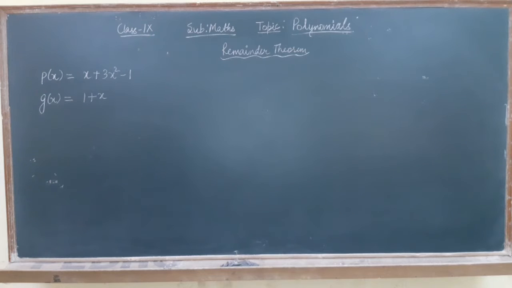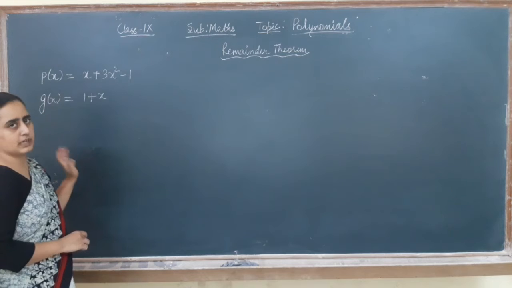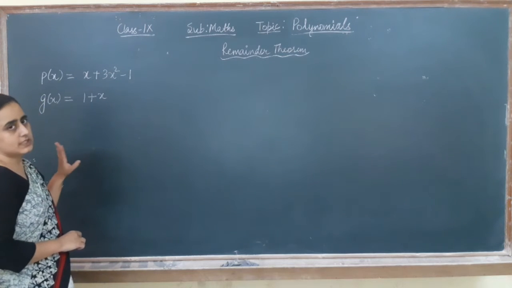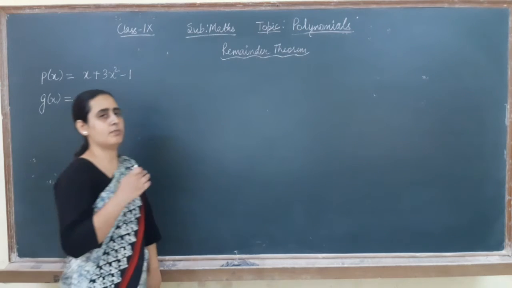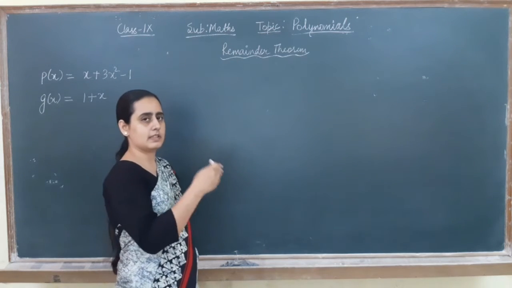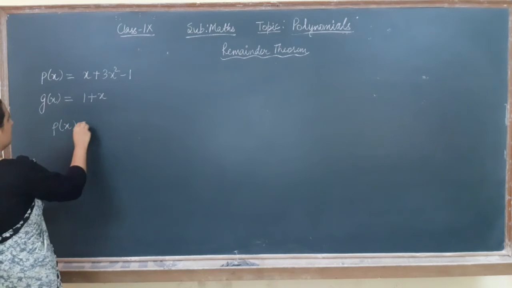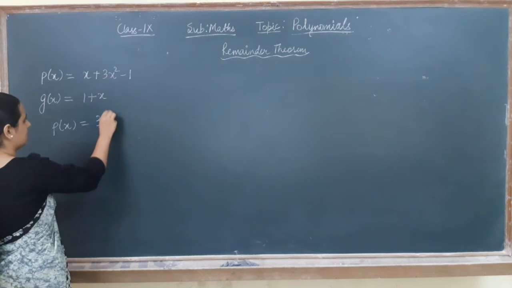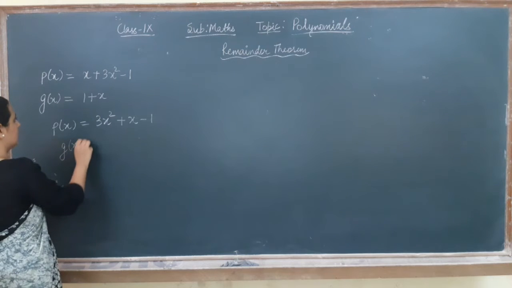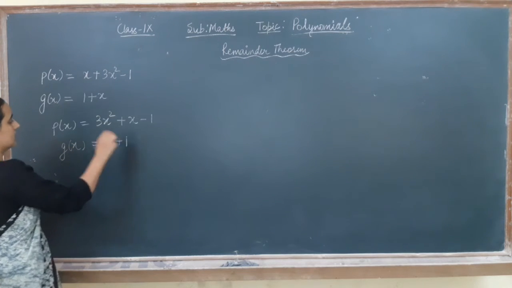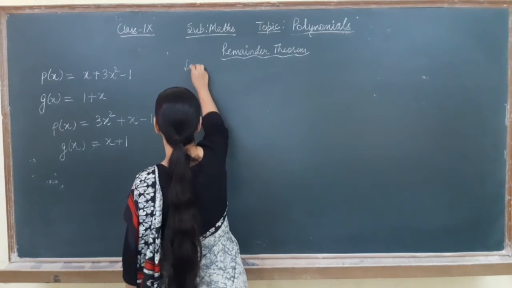The example says two polynomials are given to us, p(x) and g(x), and the question says divide p(x) by g(x). But first step is to convert them into standard form. Now what is standard form? We always have to write the powers in the descending order. Like p(x), I can write highest power here is 2, so 3x square plus x minus 1. Similarly g(x) also will be written as x plus 1. Fine. I am discussing here the long division.